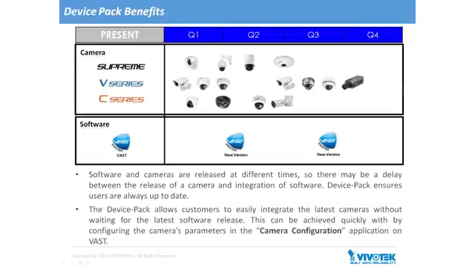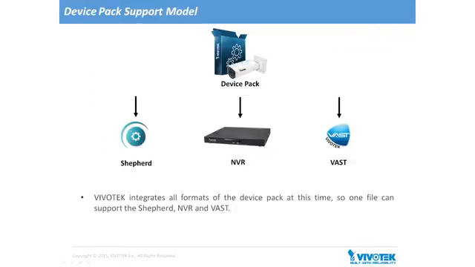This process is achieved quickly and easily by configuring the camera's parameters in the camera configuration application on VAST. Vivotek integrates all formats of the device pack at this time, so one file can support the Shepherd, NVR, and VAST.